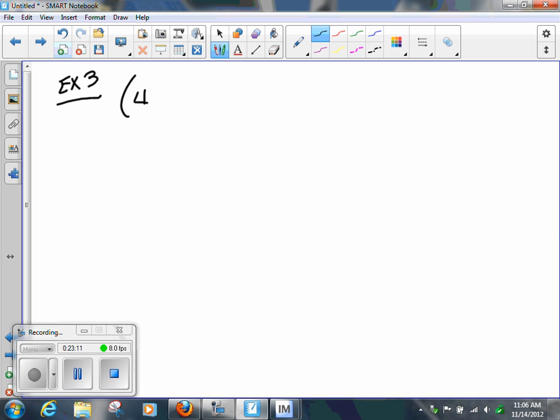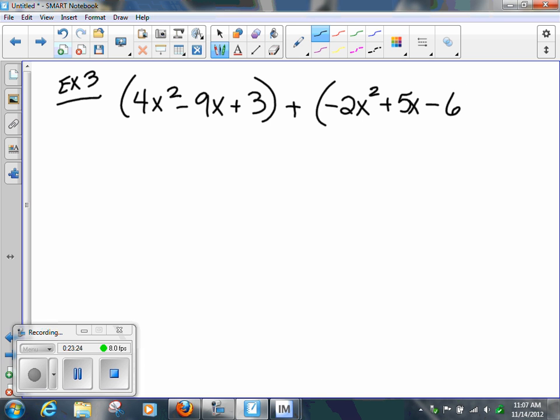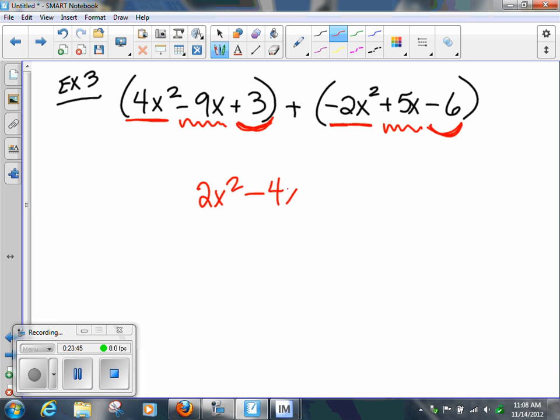What about this? 4x squared minus 9x plus 3 plus negative 2x squared plus 5x minus 6. Do that for me real quickly. 4x squared minus 2x squared is what? 2x squared minus 4x minus 3. How many of you had that?